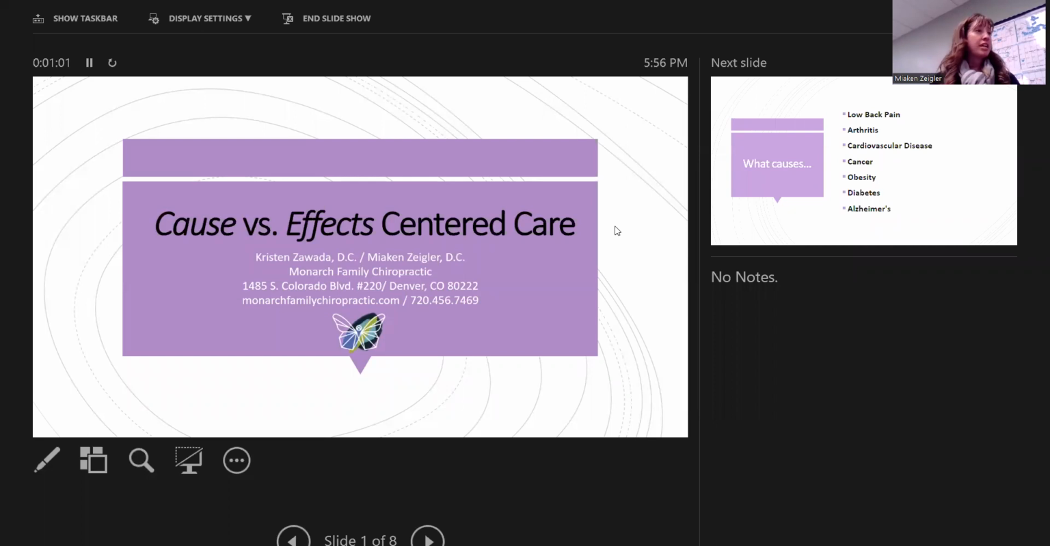Welcome to our workshop tonight, Cause versus Effects-Centered Care. And I love this conversation because, especially when you are choosing healthcare, I want you to understand the lens in which you're receiving care. Okay. So, cause versus effects-centered care.